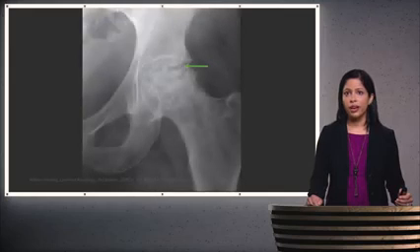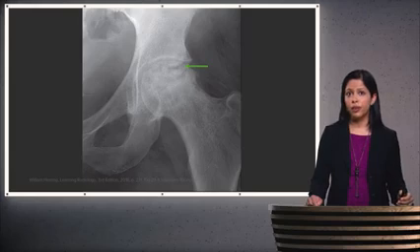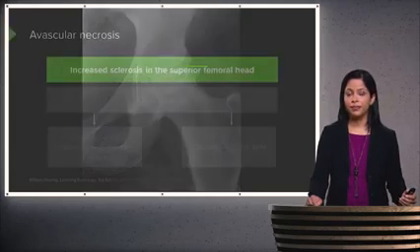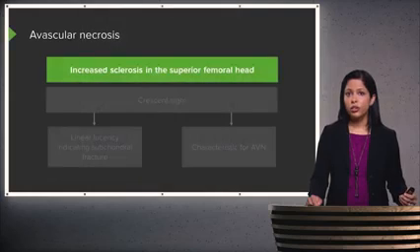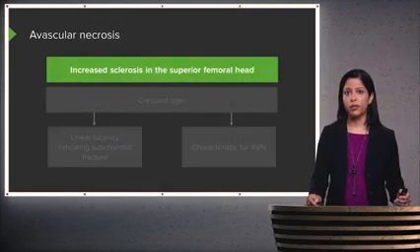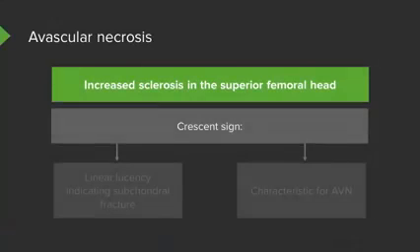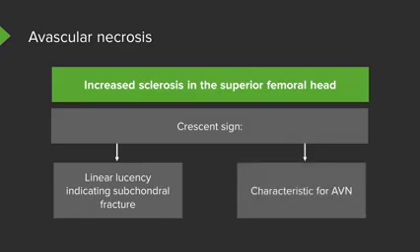So this is a radiograph. How can you describe these findings? This is, again, an example of the left femoral head, and the arrow points to the abnormalities. There's increased sclerosis in the superior aspect of the femoral head. There's also what we call the crescent sign, which is a linear lucency indicating subchondral fracture. This is also a very common sign seen in avascular necrosis.